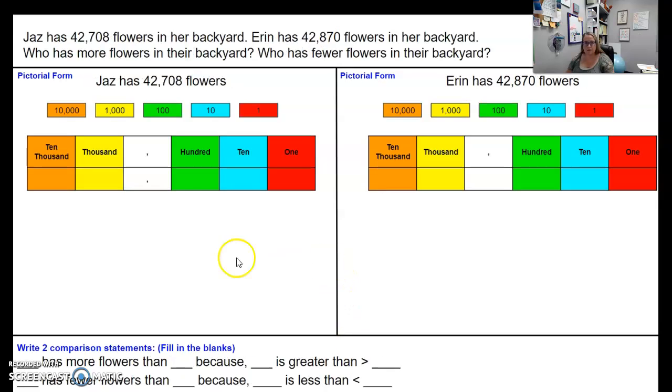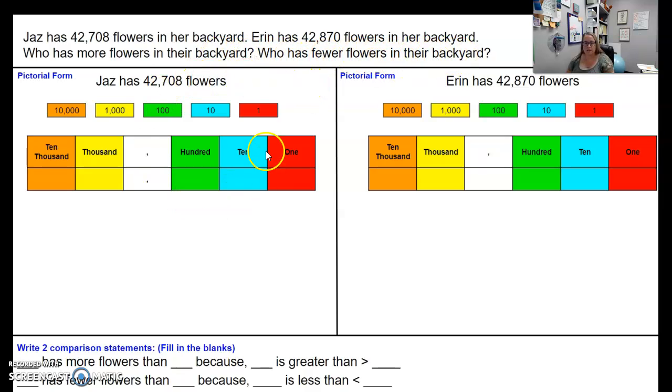The second question says, Jazz has 42,708 flowers in her backyard. Erin has 42,870 flowers in her backyard. Who has more flowers in their backyard? Who has fewer flowers in their backyard?